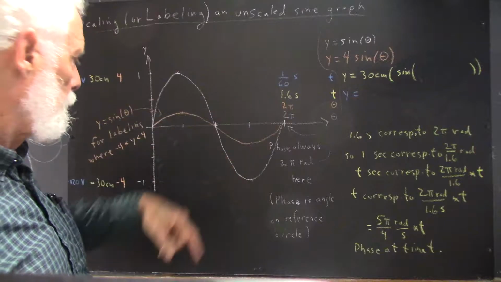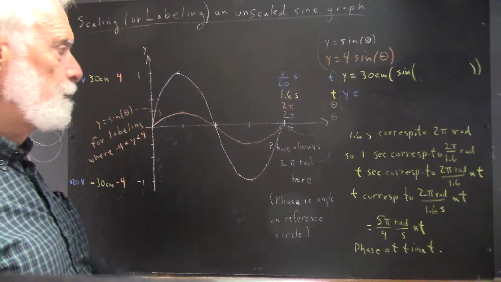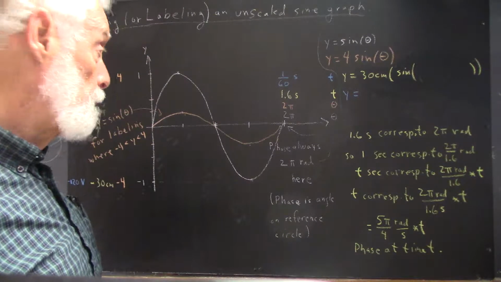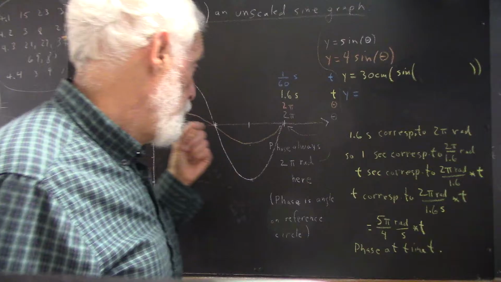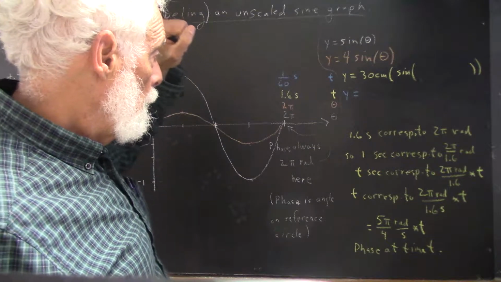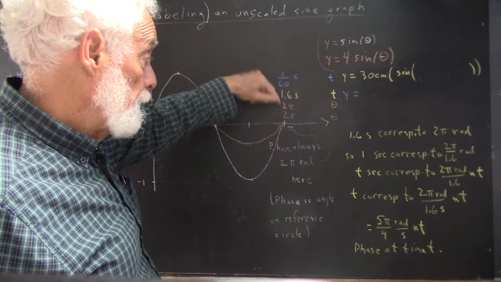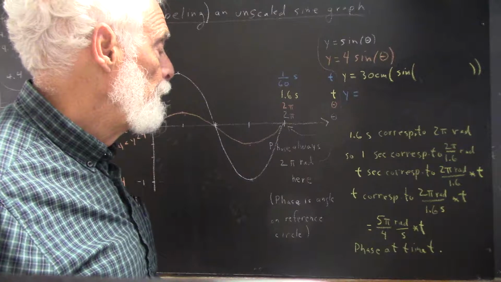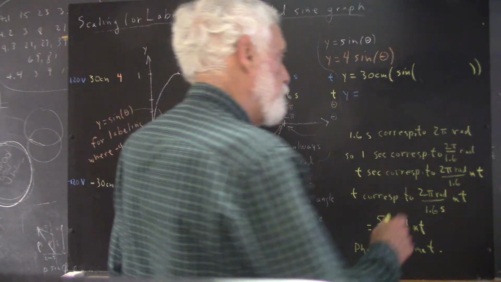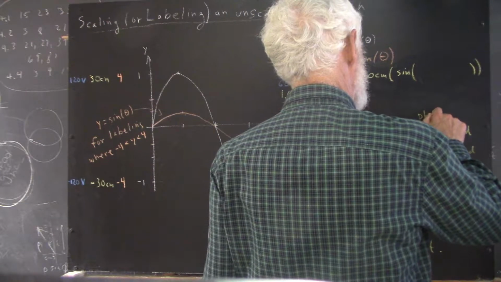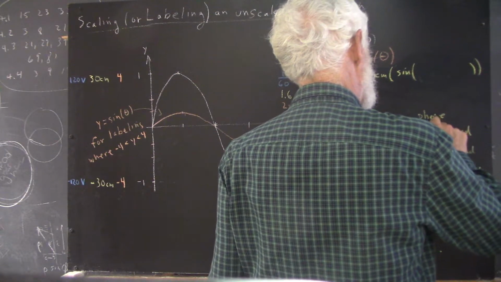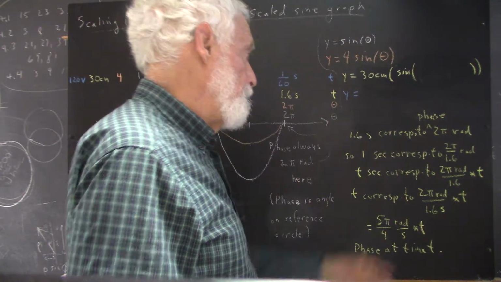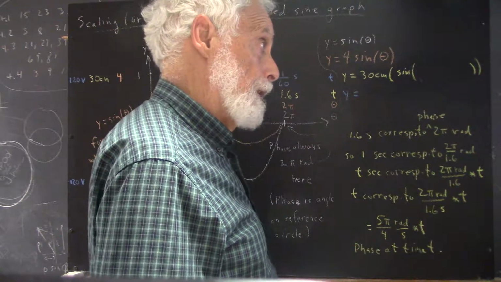Actually, 1.6 seconds and 30 centimeters wouldn't be exactly a low amplitude pendulum, but we don't worry about that. Okay, so we see that the 1.6 second labeling corresponds to the phase of 2 pi radians. So 1.6 seconds corresponds to, and I might want to put the word phase in here, the phase 2 pi radians. If that's the case, then how many radians does 1 second correspond to?